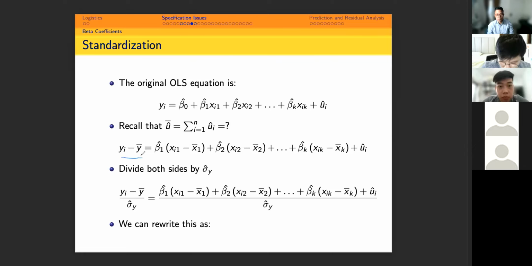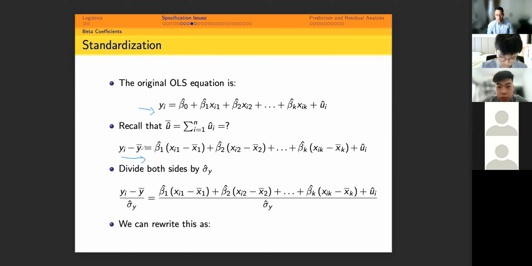So yi minus y bar is going to be equal to beta 1 hat times x1 minus x1 bar, and then beta 2 hat multiplied by x2 minus x2 bar, and so on. Again, it's not going to be difficult to get from this point to this point. You just have to write it down on paper, and then you're all going to be set.